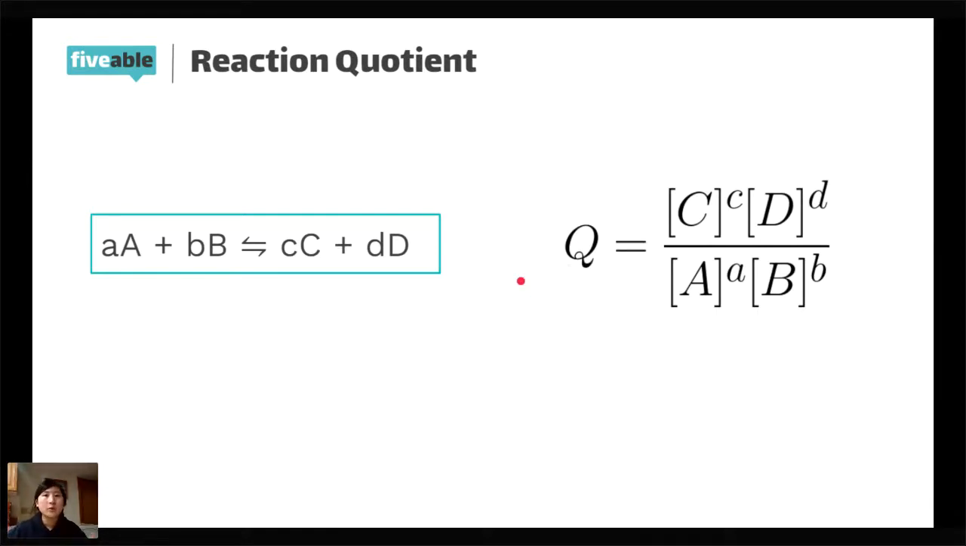But K and Q are used for different purposes. K is used as the golden standard, the standard of equilibrium. If your Q is equal to K, the golden standard, then you have an equilibrium reaction, right? Then your reaction has reached equilibrium.